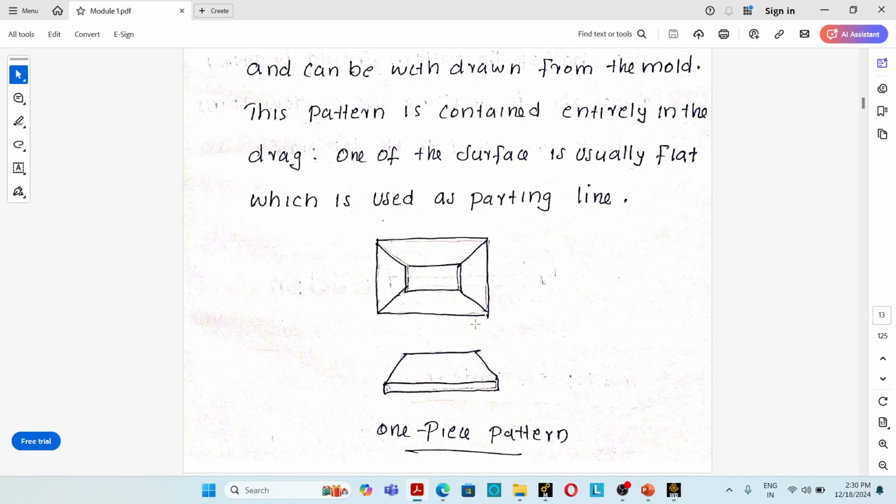In the case of a single piece pattern, while the mold is being made, the entire pattern is placed in the drag portion. One of the surfaces of the pattern is a flat surface that will act as the parting line surface.